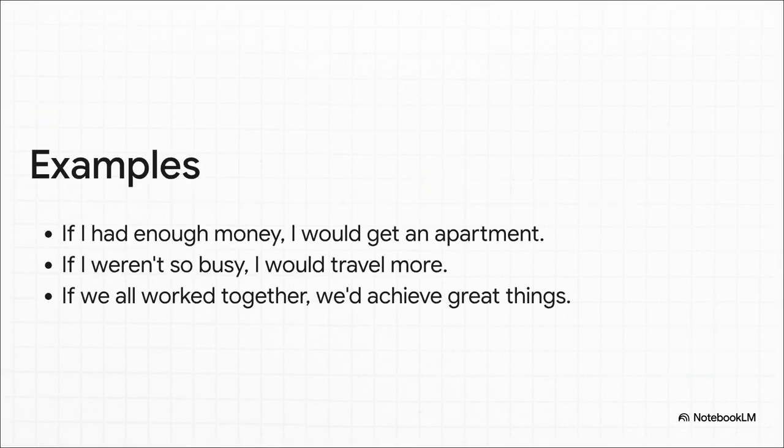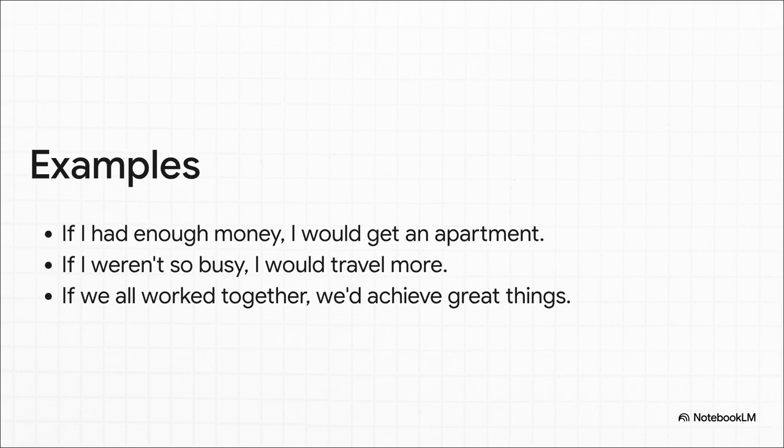Let's run through some rapid-fire examples to really see this blueprint in action. Notice the strict structural pattern across totally different subjects here. First up, if I had enough money, I would get my own apartment. That's a very personal, practical goal. Or, if I weren't so busy, I would travel more often. We can apply it to third parties just as easily. Like, if Kelly weren't so busy, she would exercise more.